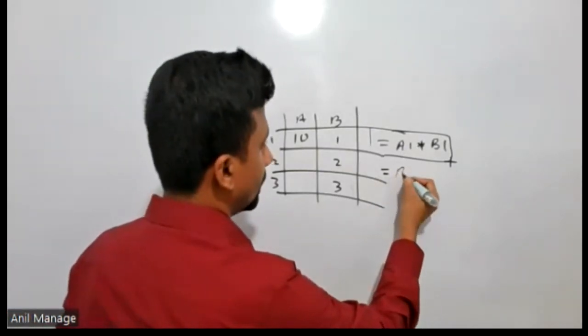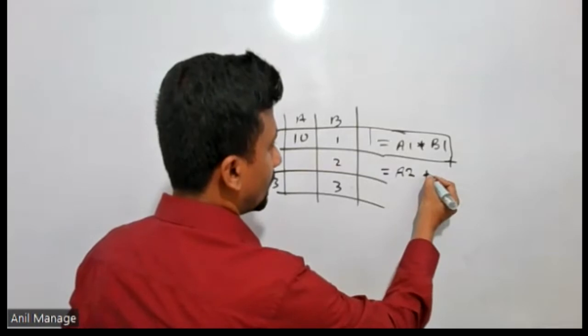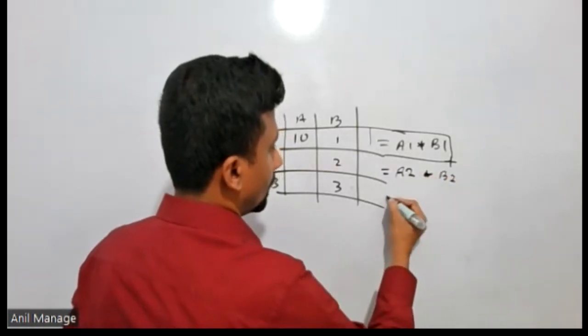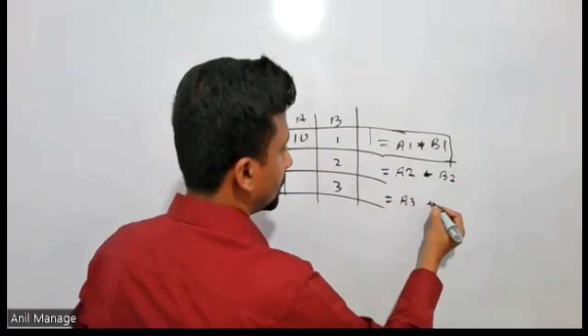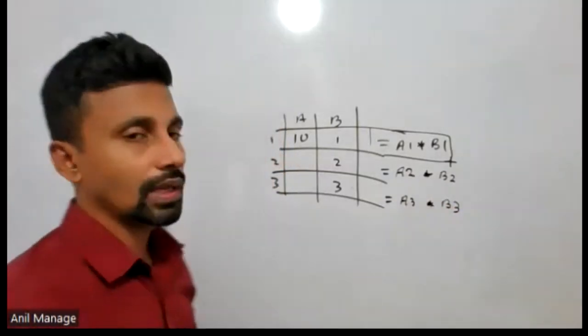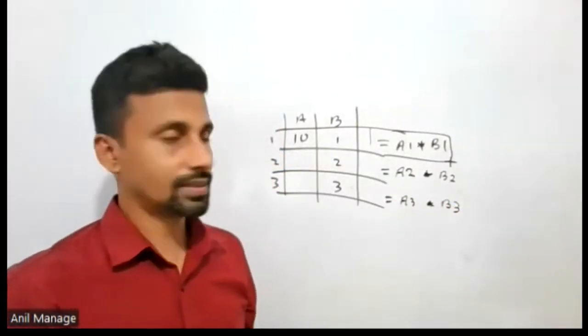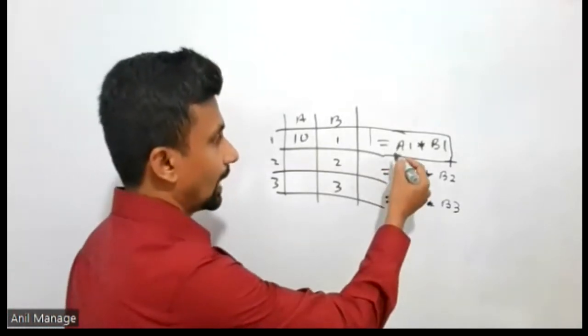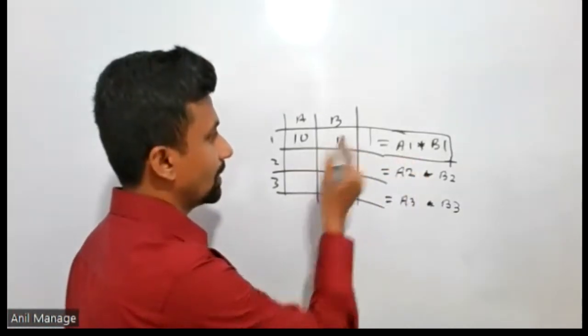This A1 will become A2, and this becomes B2. This becomes A3. This becomes B3. Now what has happened? If you drag it down, will you get the answer? No. Why is that? Because A1 into B1, that is fine.